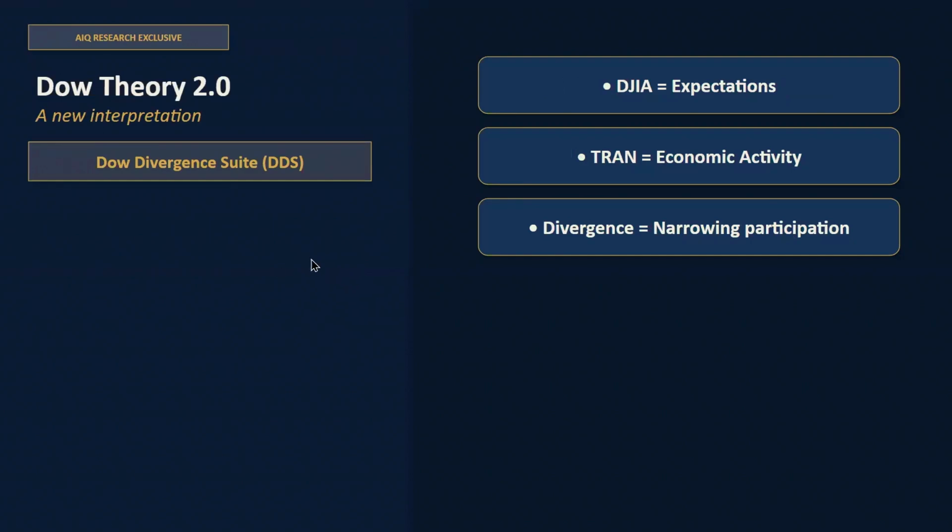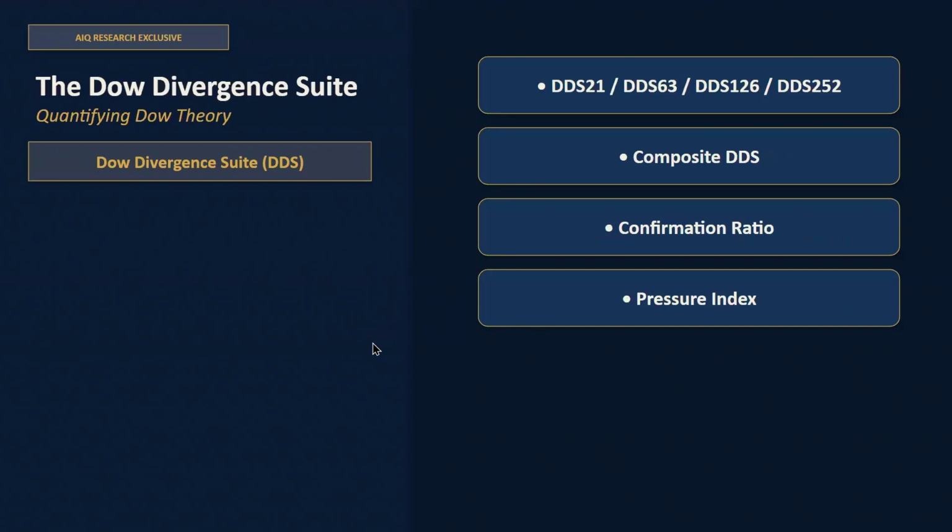So what we're going to be looking at is what I call this Dow divergence suite, and I'm going to be building some indicators on this. Dow Jones, its expectations of where we're going. Transportation is economic activity, but bearing in mind that we're shipping a lot of stuff, it's not a direct relationship because we have still some things happening in the Dow that are unrelated to transportation companies. However, there is still a relationship out there. So we're going to look at that.